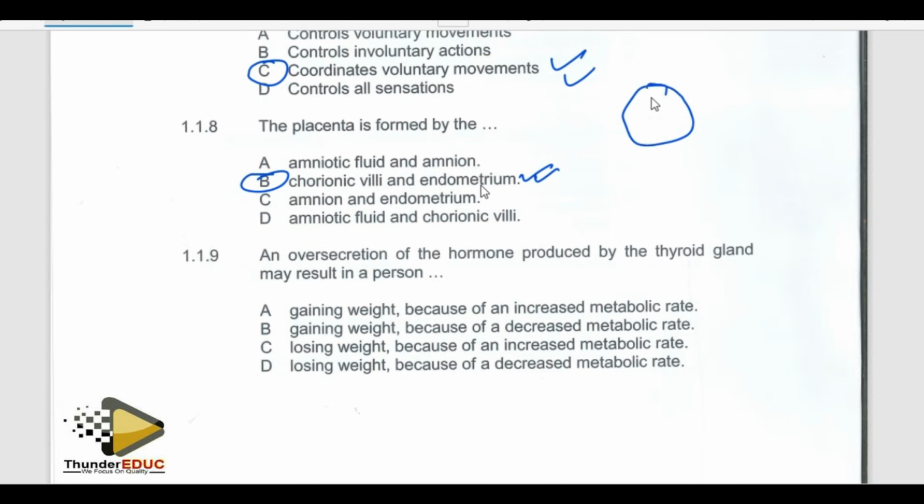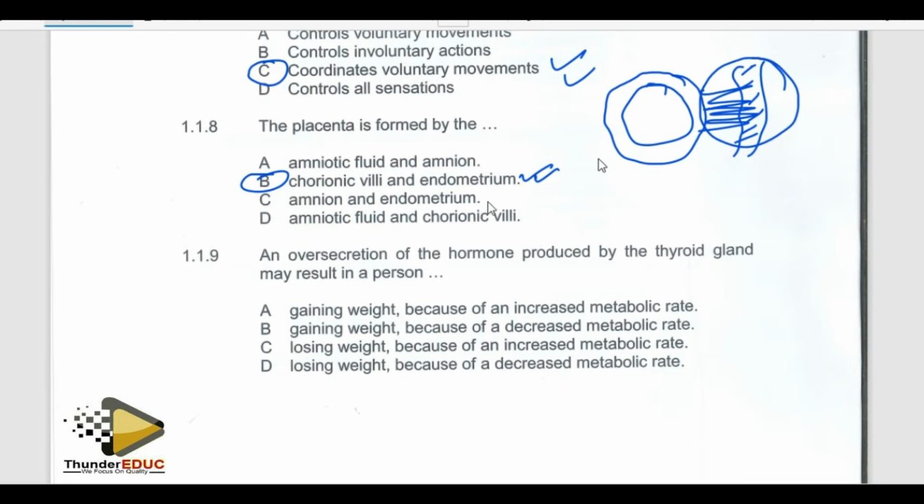Don't forget that during the last stage of the development of the zygote until implantation, we say that it forms a hollow ball of cells, which we call the blastula or blastocyst. This blastula forms the outer layer, which we call the chorion. The chorion forms finger-like projections called the chorionic villi, which are used for implantation. And implantation occurs on the walls of the endometrium, or the inner lining of the uterus. Hence, endometrium and the chorionic villi form what you call a placenta. Hence, B becomes the most correct answer.